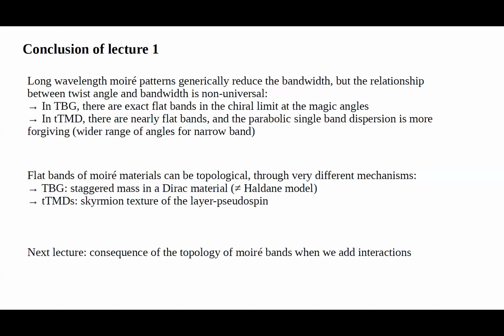Yeah, the other very important message is that flat bands in moiré materials can be topological through very different mechanisms. So we saw the case of twisted bilayer graphene, where what happened was that you have Dirac cones with the same chirality within one Brillouin zone, so that adding a trivial staggered mass was enough to create topological bands. Whereas in twisted TMDs, the topology was created by the skyrmion texture of the layer pseudospin.